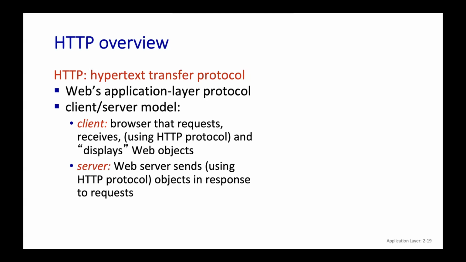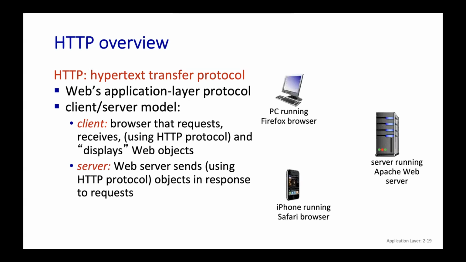So the web server will send back the object in response to the request, and the request can be sent from a PC, for example. It will send a request, and the response will be sent back by the server. So this server can also get a request from this iPhone, which is running another browser. It will send the request and get the response. Any client can send the request to this server, and the server will send the response back to the client.